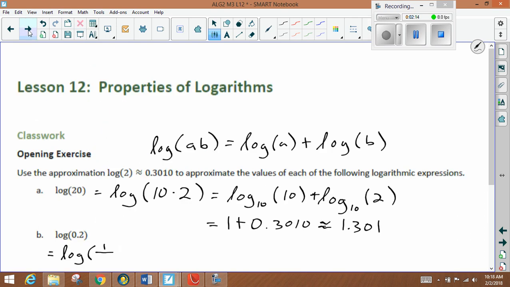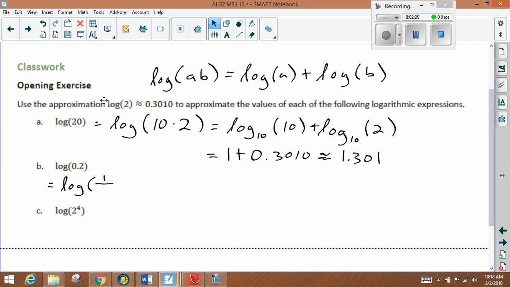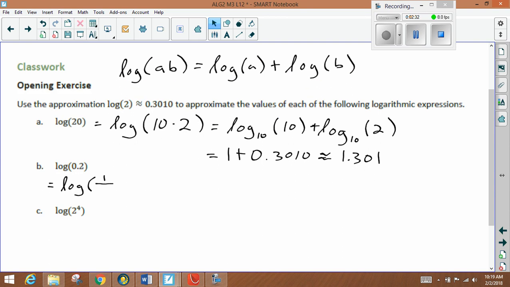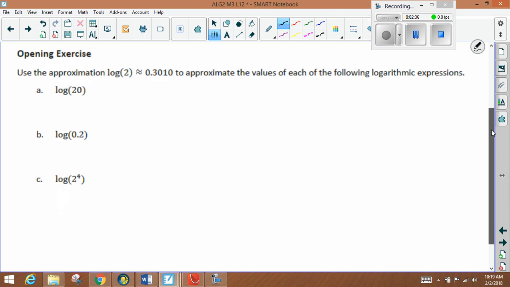All right. Let's go ahead and use these. Where did this come from? My eraser, please. It's weird, my eraser wasn't working, but here we go. Our opening exercise. We're going to use our properties of logarithms to rewrite these things.